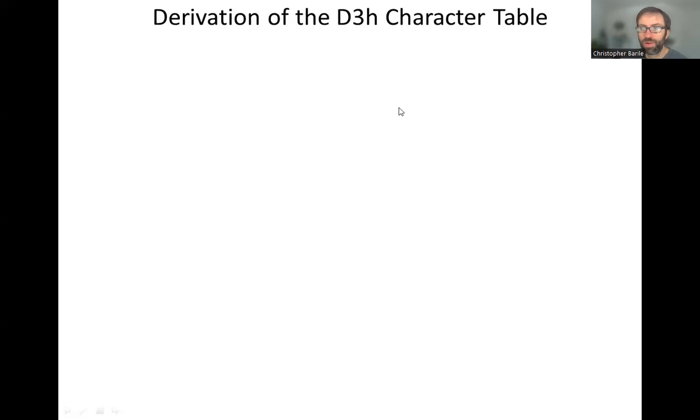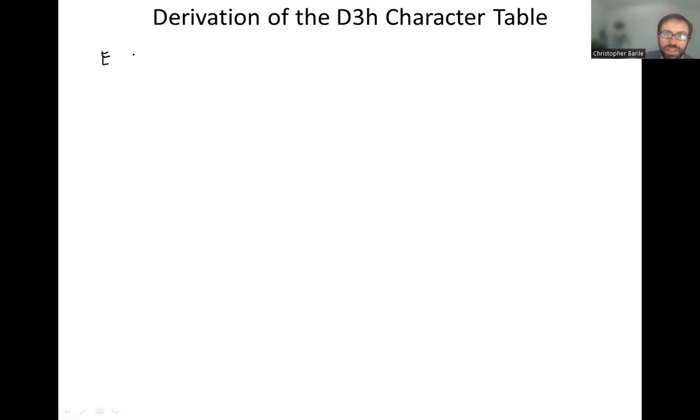All right, so we are continuing our derivation of the D3h character table. In the last video, we were able to figure out that there were 12 symmetry operations, and we grouped those into 6 classes. So we can now write the skeleton structure of our character table.